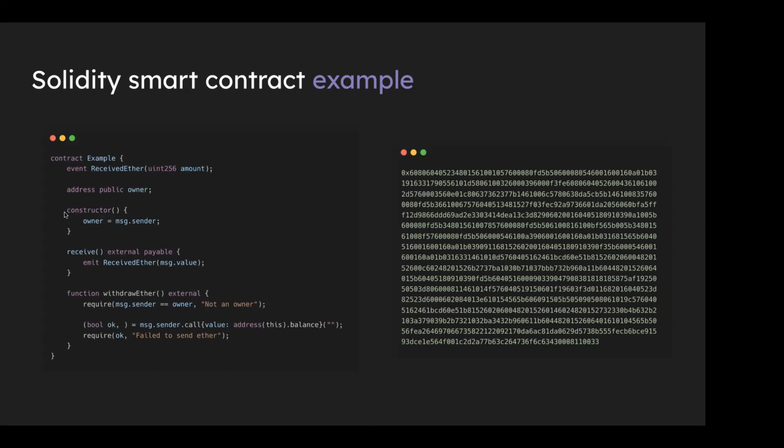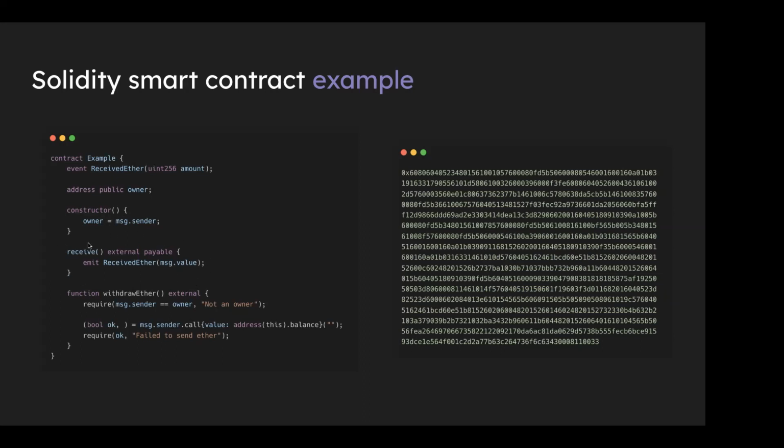So then we have a constructor. The constructor is executed once when the smart contract is deployed. Here we have the message sender. It is the deployer of the smart contract. And on the left, we have owner. So the owner of the smart contract becomes the deployer.